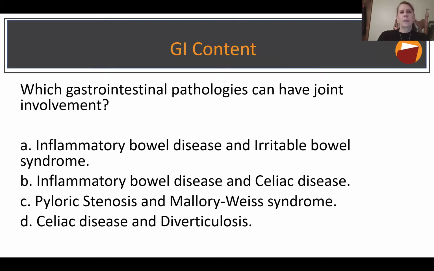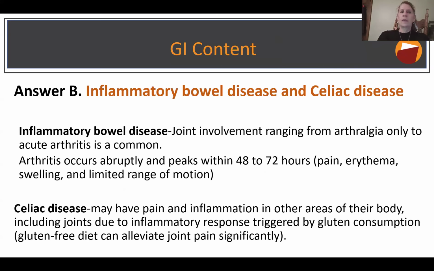All right. I'm going to speed this up a little bit. Let's look at this together. I'm not going to do the polling. What GI pathology can have joint involvement? Inflammatory bowel disease and celiac disease can also have joint involvement. And so they could give you some scenario in musculoskeletal, and then talk about the fact that there's a GI issue with that as well.